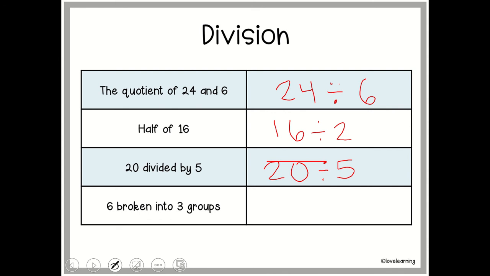And then last but not least, we have 6 broken into 3 groups. Okay, so I have 6, and I want to break them into 3 groups to see how many are in each group. So the way I look at this and how I would write it is, I have 6, and I want to divide it or break them into 3 groups. So we would have 6 divided by 3.